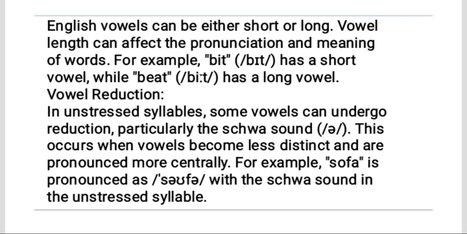English vowels can either be short or long. Vowel lengths can affect the pronunciation and meaning of words. For example, bait has a short vowel, while beat has a long vowel. Next, vowel reduction. In unstressed syllables, some vowels can undergo reduction, particularly the schwa sound. This is basically written like an E shape with its opposite direction. This occurs when vowels become less distinct and are pronounced more centrally. For example, sofa is pronounced with the schwa sound in the unstressed syllable.